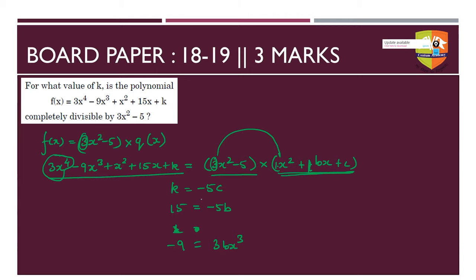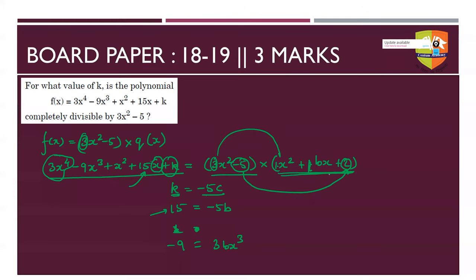So one equation I am getting is k, the constant, will be equal to the constant on the right hand side, which will be minus 5 into c. So minus 5c. All other terms will have x, so they cannot be constant. The constant term will be only the last term here multiplied by the last term here. So minus 5c will be equated to k. Now come to the coefficient of x. What is the coefficient of x here? 15. So I wrote 15.